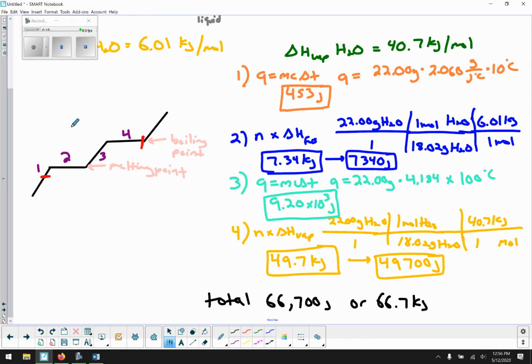Now I stuck with water because it's a little easier for us to understand, but this could work with anything else. You just have a different melting temperature and boiling temperature and different heats of vaporization and heats of fusion. But you plug in the numbers all the same, and it works the same. Then you add everything together.